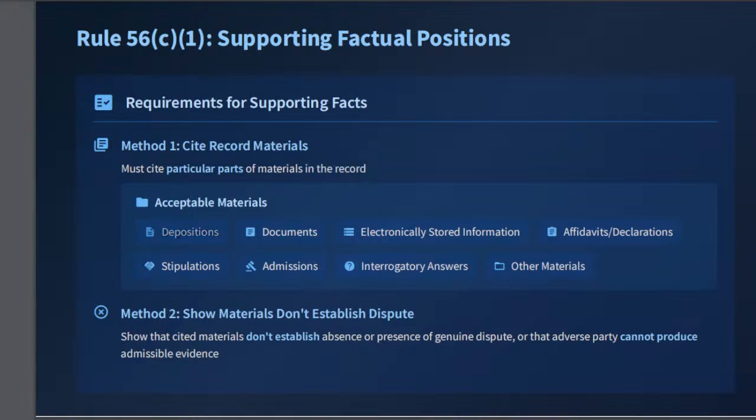We have depositions, documents, electronically stored information. The key one here is affidavits and declarations, stipulations, admissions, interrogatory answers, all these pretrial things, and other materials. So there's another method. Method two is show materials don't establish a dispute. Here we're getting to that logic, it's almost like the modus tollens, right? Show that the materials don't establish the absence or presence of a genuine dispute, or that the adverse party cannot produce admissible evidence.